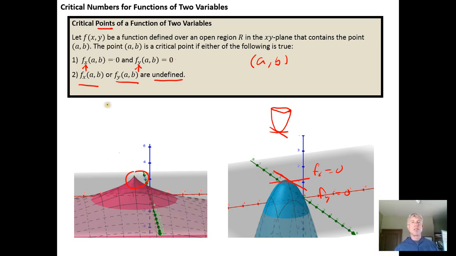So undefined partial derivatives are places where our partial derivatives don't exist. Those are going to correspond possibly to cusps, while looking for partial derivatives equal to 0 could correspond to nice smooth mountain tops or valley bottoms. So those are the critical points, and the key is that once you've found them, just like for single variable functions, the critical points are the only places at which relative minima or maxima might occur.